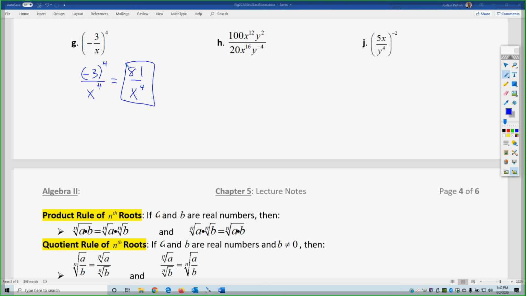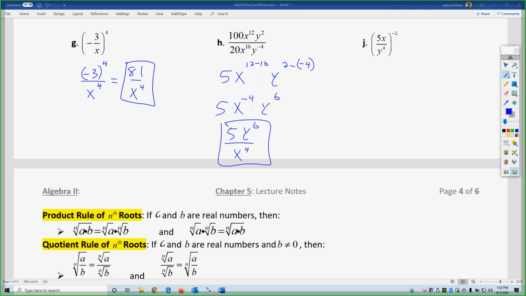All right, quotient rule, divide. 100 divided by 20 is 5. We have 12 minus 16 to minus negative 4, because quotient rule says subtract the exponents. So that's x to the negative 4 and y to the 6th. So that's 5y to the 6th over x to the 4th.